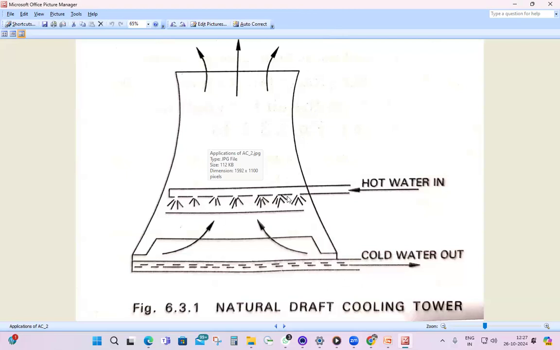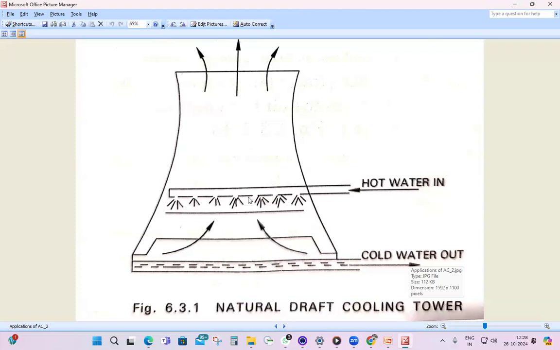Here the hot water enters at this point. Generally the height of this point is one-third of the total height of the cooling tower from the bottom. So the hot water will enter at this point. Okay, now the water is being sprayed here and the air is entering from the bottom.